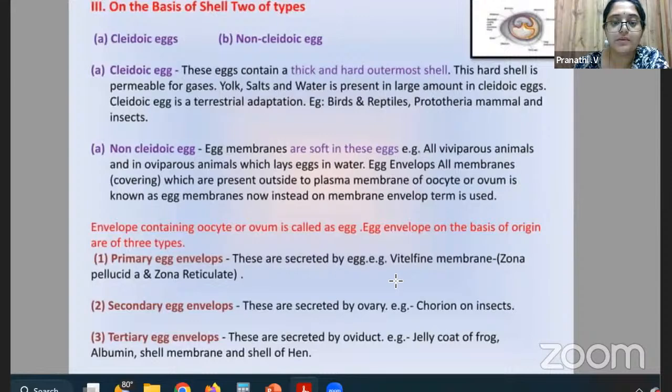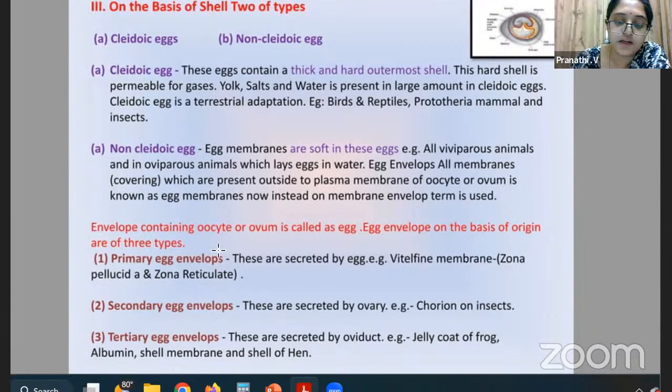And then the primary egg has the first secreted membrane, which is known as the vitelline membrane or zona pellucida and zona reticulae. The secondary egg membrane is secreted by the ovary. So you have the chorion, which is present, and then in tunicates and fishes, this is called the chorion. And then zona radiata and zona pellucida are the primary membranes which develop in the mammals.